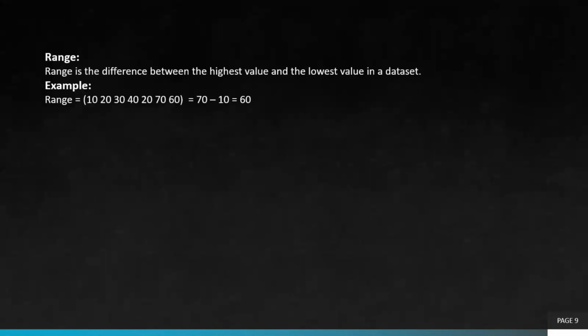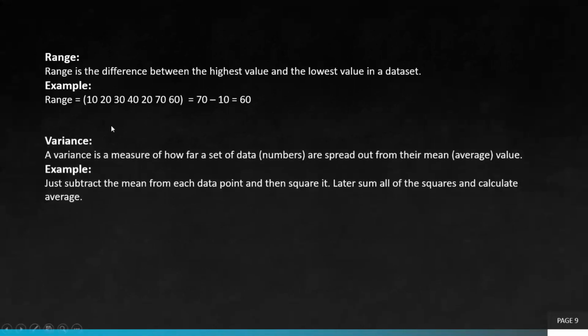Now let's see what is range. Range is the difference between the highest value and the lowest value in a dataset. 10, 20, 30, 40, 20, 70, 60. So the highest value is 70 and the lowest value is 10. So 70 minus 10 equals 60. So range is 60.